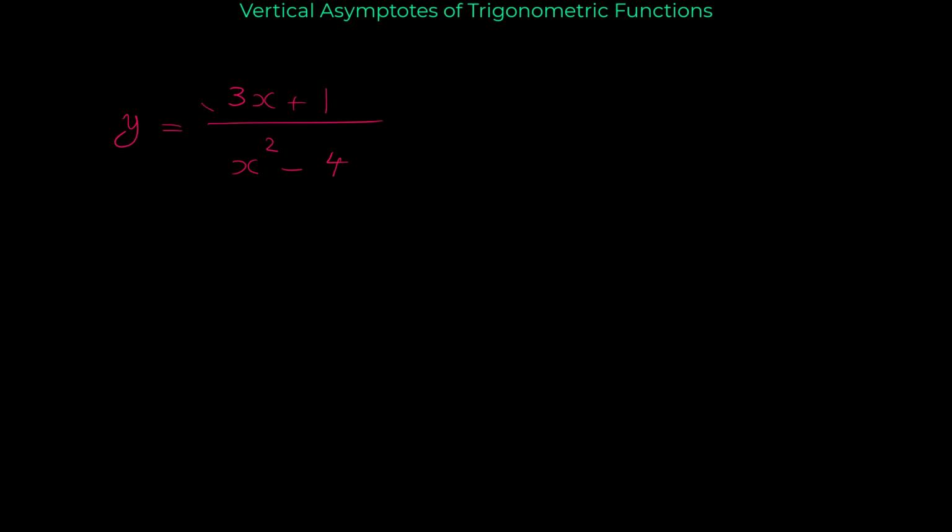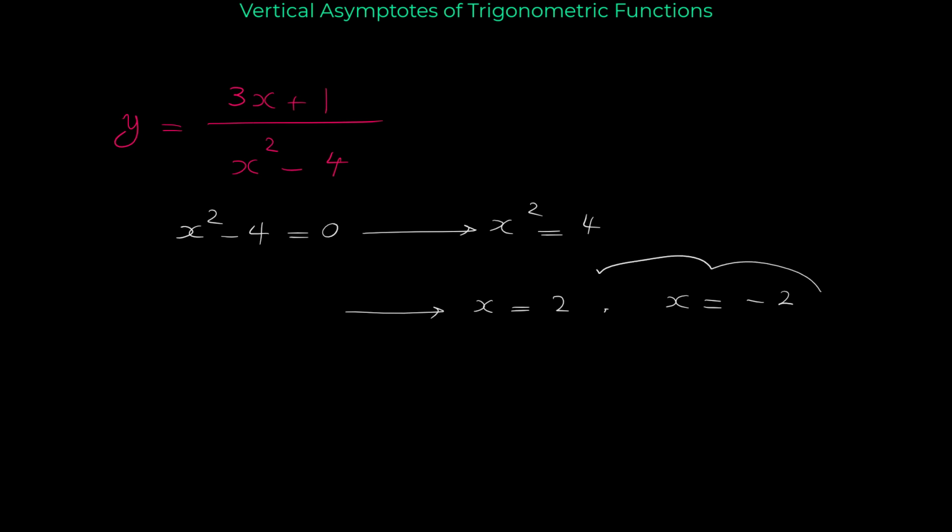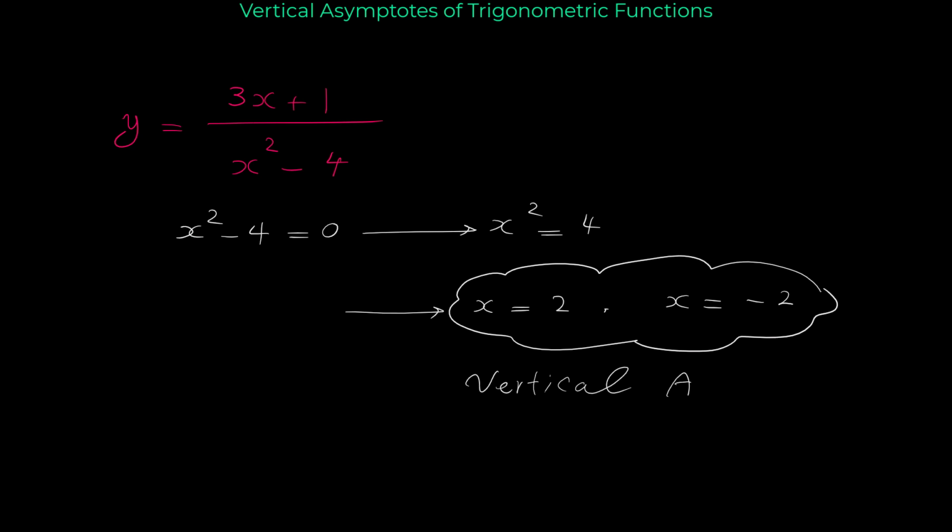A rational function is a function where the numerator and denominator are polynomials. And for finding the vertical asymptotes, we simply set the denominator equal to 0. From solving this equation, we get x equals 2 and x equals negative 2. These two vertical lines are the vertical asymptotes of that function.